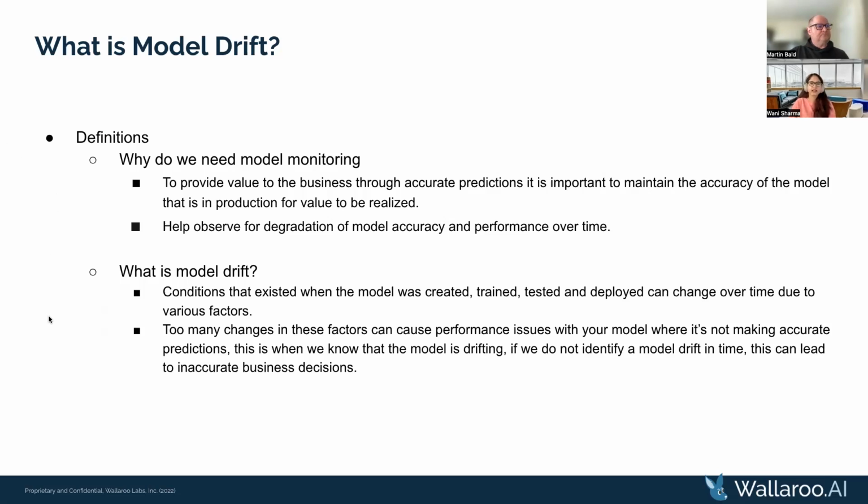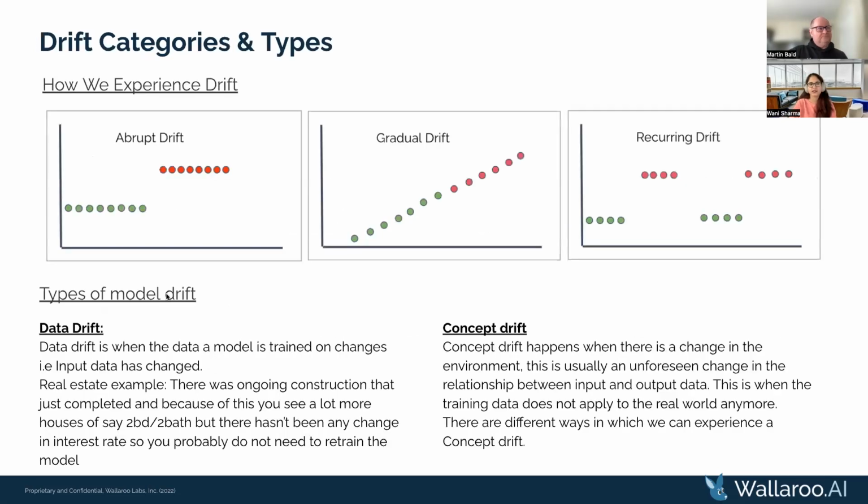Another way to identify there is a drift is to compare your model's predictions with the actual outcomes. This may not always be possible and may have too much of a lag. And if we do not identify a model drift in time, this can lead to inaccurate business decisions being made. So how do we experience these drifts? We can go to the next slide, and I will show it to you in a minute.